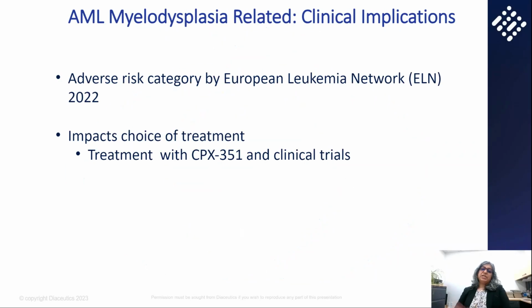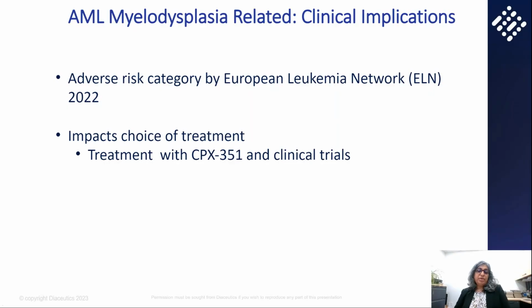What is the significance of AML myelodysplasia related? These cases are included in the adverse risk category by ELN, and having this diagnosis impacts choice of treatment. AML myelodysplasia related are approved for treatment with CPX 351, and also these patients are eligible for certain clinical trials. So rendering this diagnosis is important.